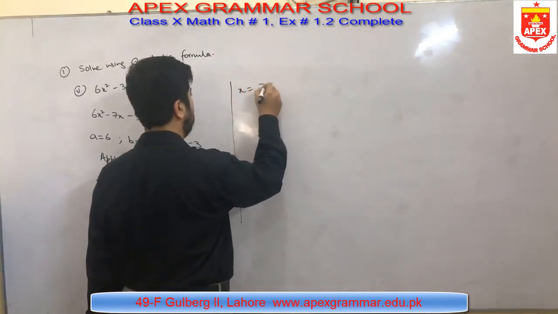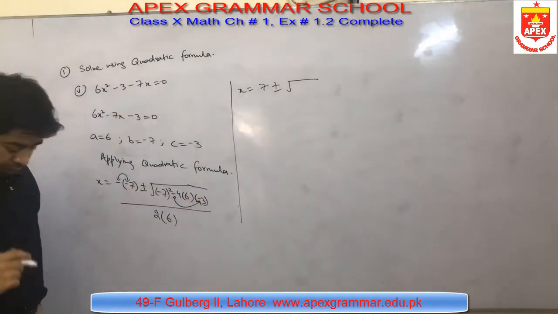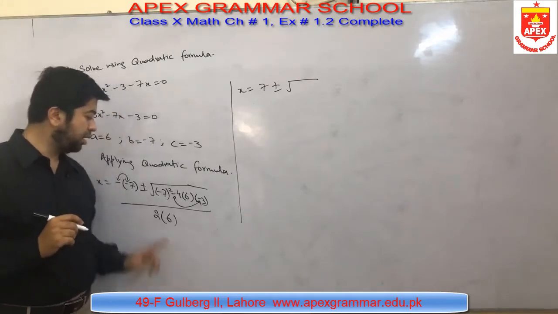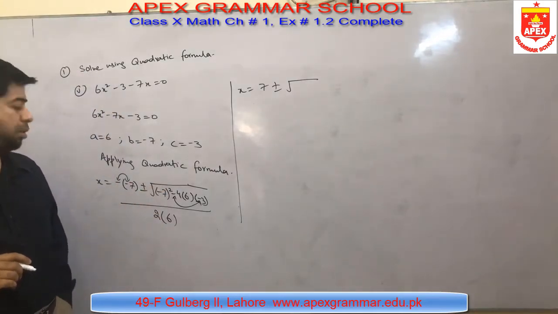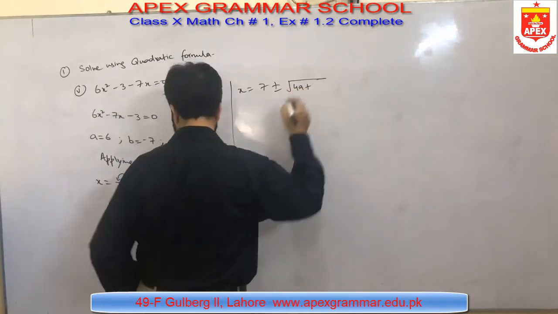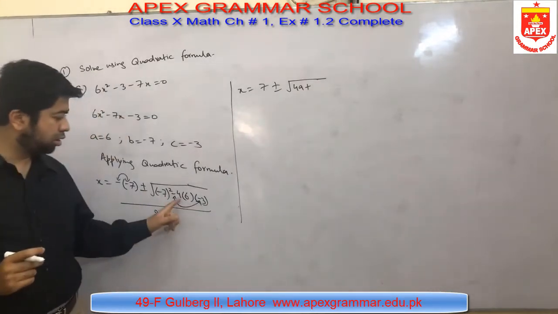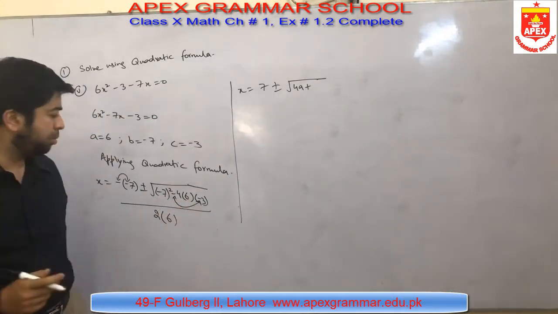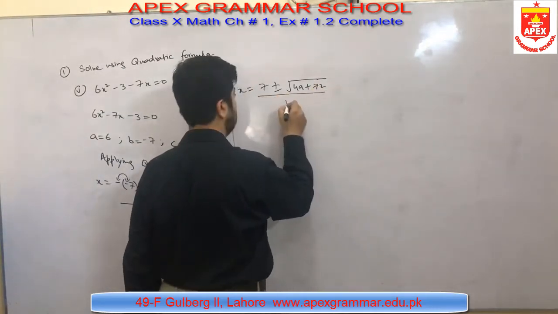x is equal to 7 plus minus under root. Minus 7 square is the positive value. You very well know that inside minus sign and the power is even number, so this will be positive 49 plus, this plus sign is just because of minus multiplied by this minus. 4 6s are 24, 24 multiplied by 3, this is 72, divided by 2 6s are 12.